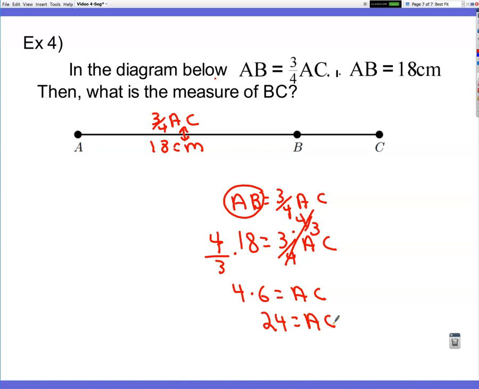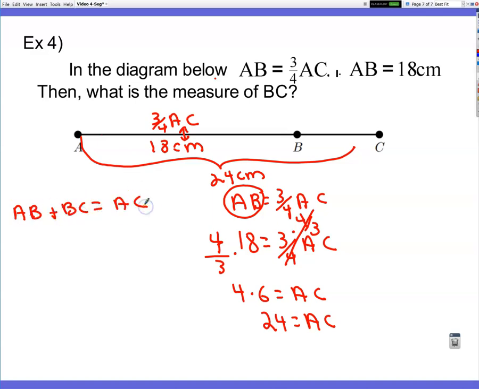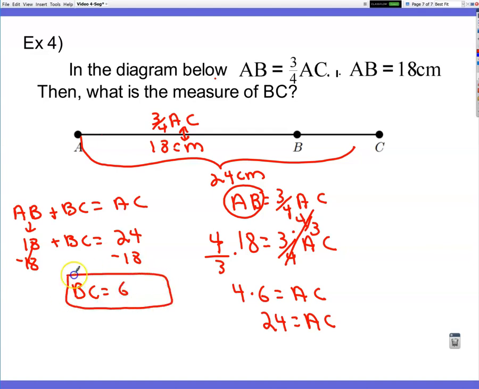Now we are not done because the question is not asking me for AC. So I know that AC, the entire line segment, is 24 centimeters. I know that AB is 18 centimeters. So I need to find this little piece right here. If we use our segment addition postulate, that says that AB plus BC equals AC, I can basically subtract in this case. Because if this is 18, I'm trying to find BC, and this is 24, I can subtract 18 from 24, and I'm going to have that BC equals 6 centimeters.